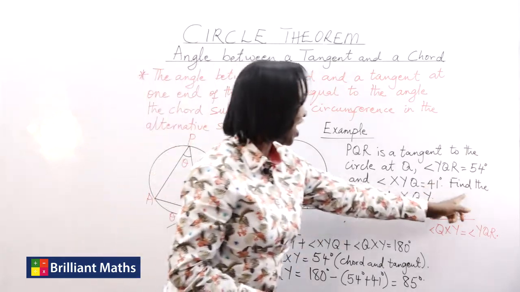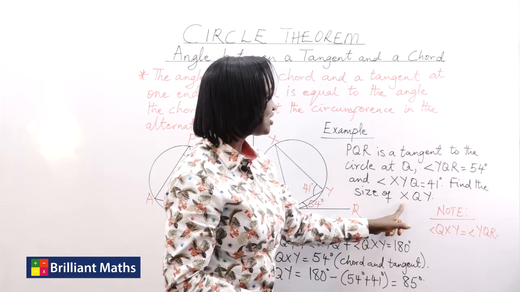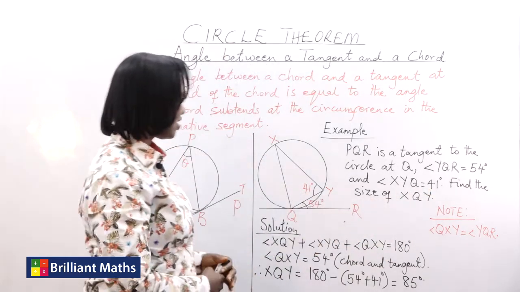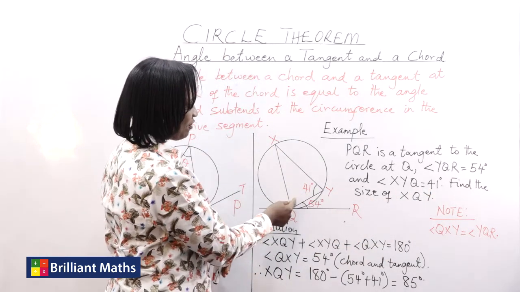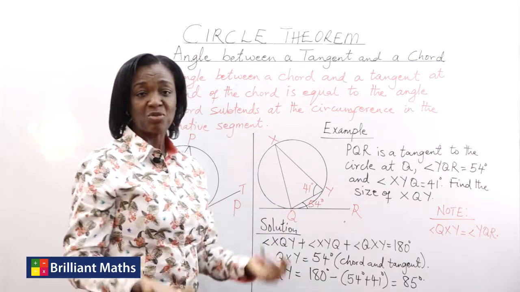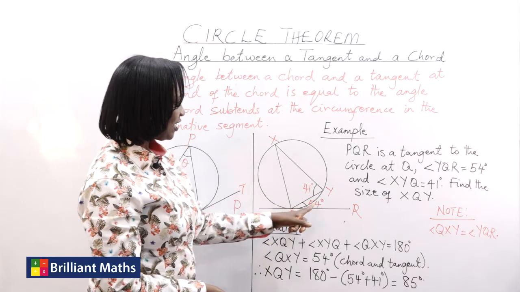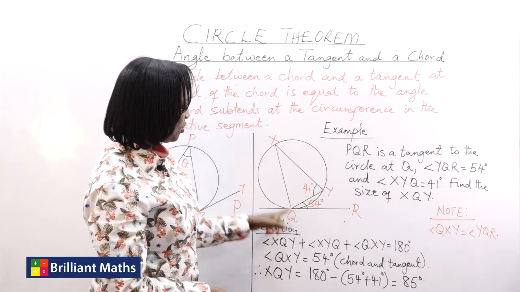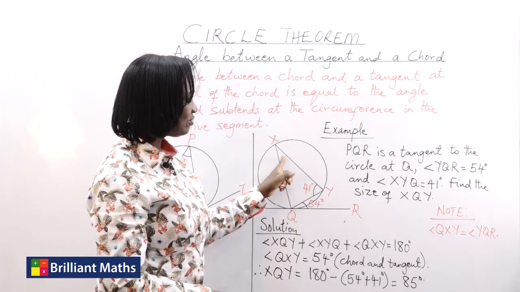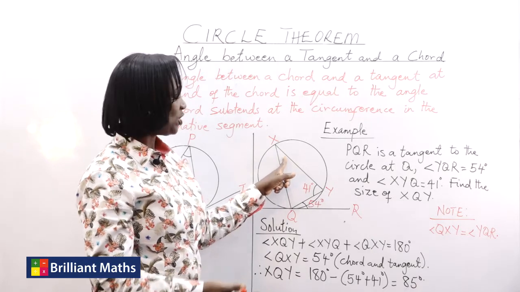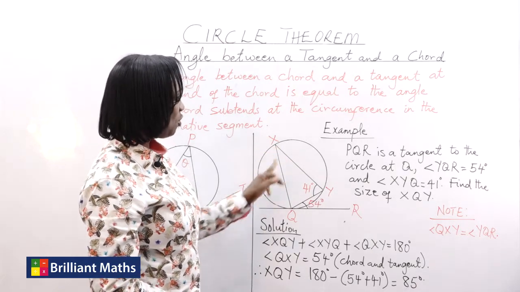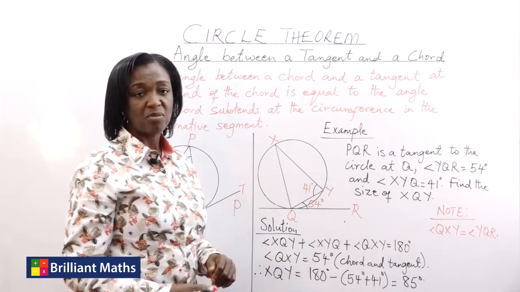It says, find the size of XQY. So we're finding the size of this angle. And that is quite easy to find because we know that angle QXY is 54. And once we know that that angle is 54, we add both of them and subtract from 180.